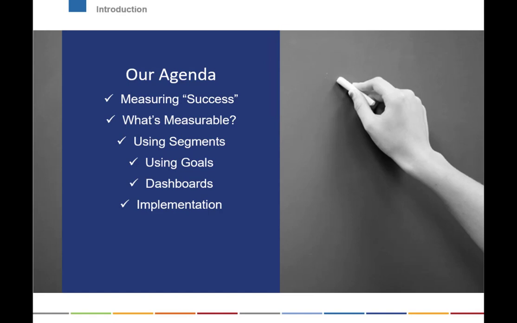So I've talked about what we're not doing. What are we actually doing? We're going to start a little bit by talking about measuring success, in quotes, and what that might mean, and how that ties to what one might do in Google Analytics. So kind of the strategic view on this. And then we'll talk about tying that to what is in fact measurable using Google Analytics.